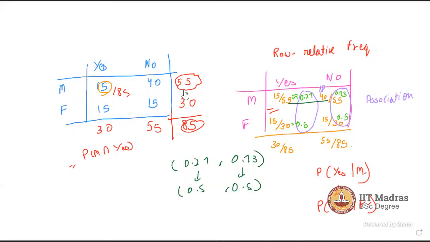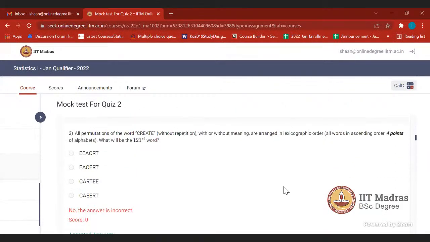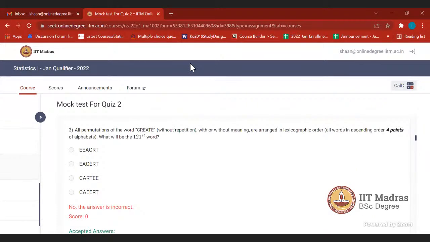Okay. Moving further. We have question number 3. I have a doubt regarding this. Sir, please explain it. So you have to make all the permutations of the word CREATE, and then arrange them in ascending order of alphabets, like dictionary order. So what will be the 121st word?